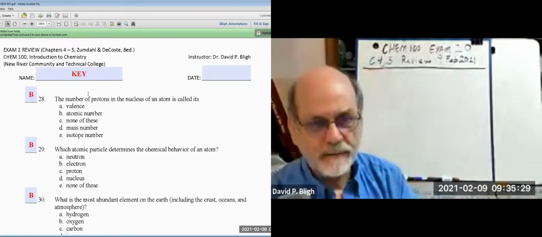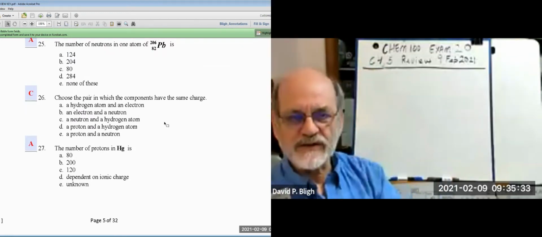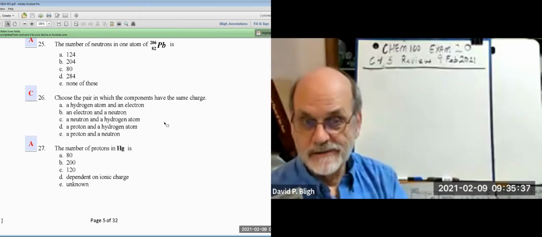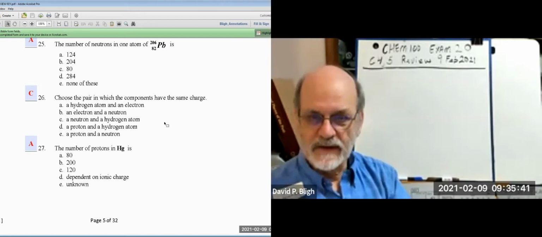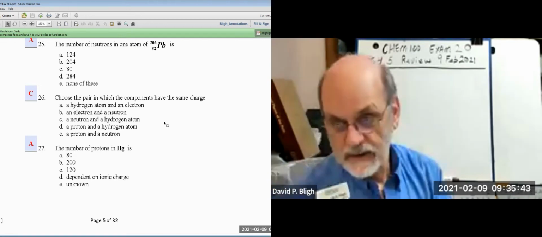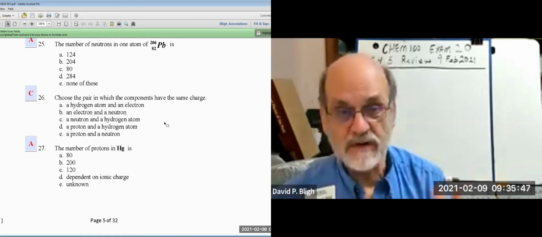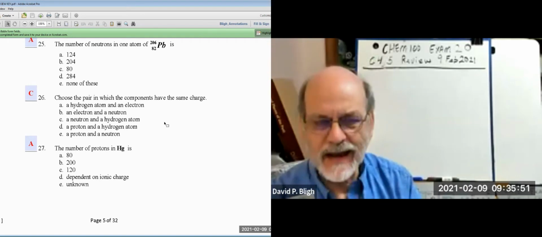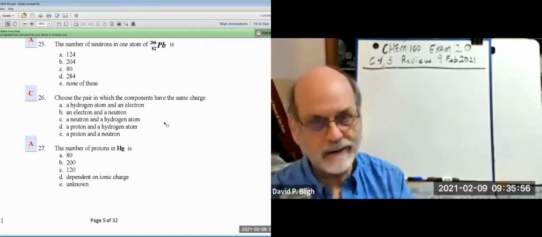26. Oops. Choose the pair in which the following have the same charge. Okay. Let's see, what do we mean by that? The same charge. Do we mean the same sign and the same magnitude? Let's see if one fits. Hydrogen atom and an electron. Well, hydrogen atom's neutral. Electron is -1, so that can't be it.